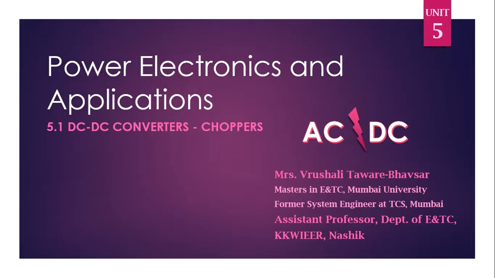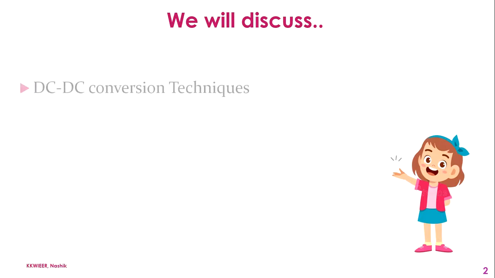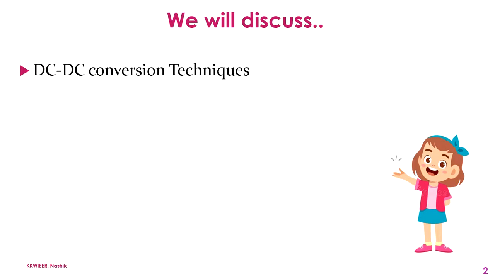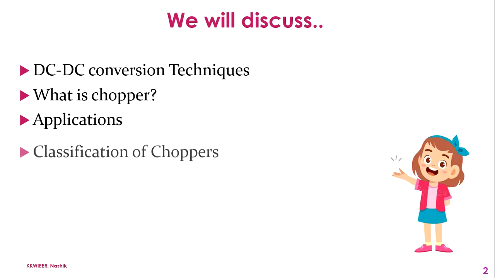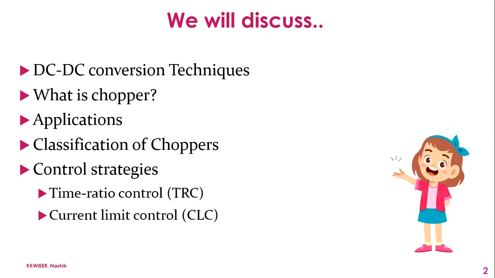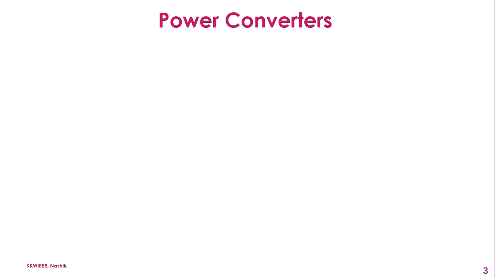In the last 2 units we have studied rectifiers, that is AC to DC converters, and inverters, that is DC to AC converters. So in this unit we are going to study choppers, that is nothing but DC to DC converters. So we will discuss DC-DC conversion techniques, then what is a chopper, its applications, classification, and the control strategies. One of them is time ratio control and current limit control.